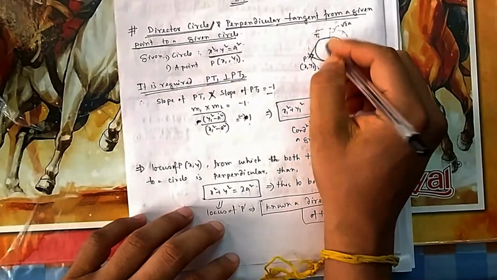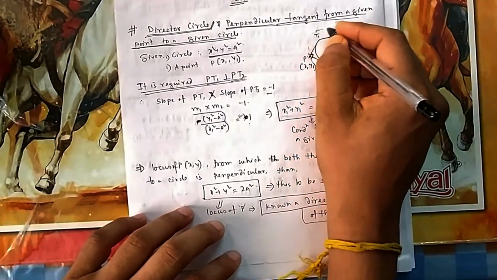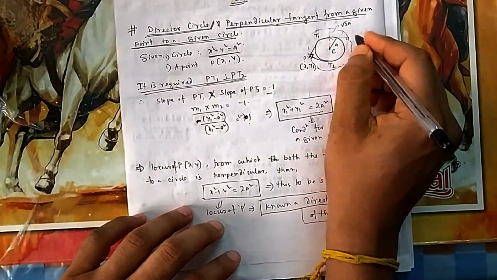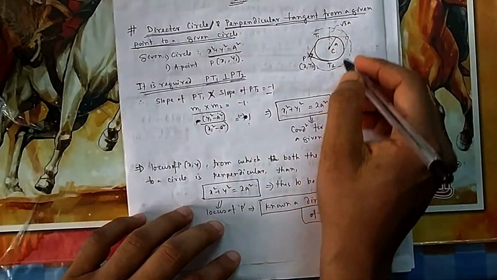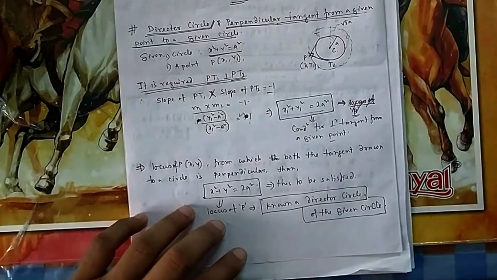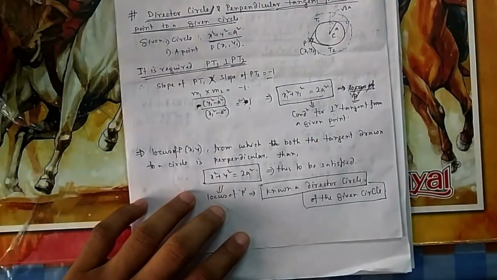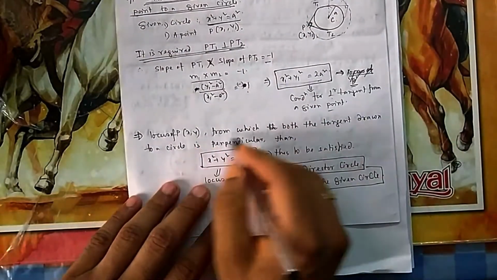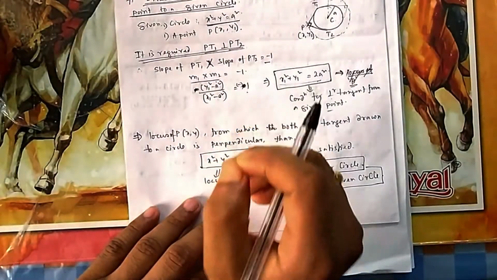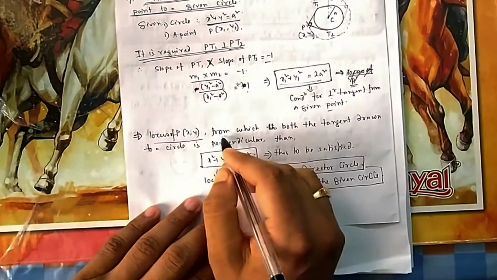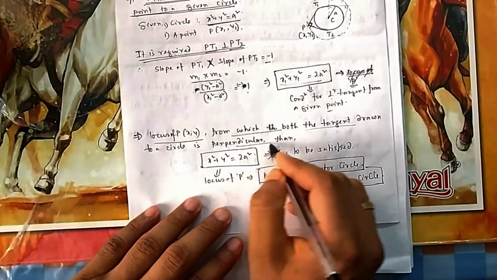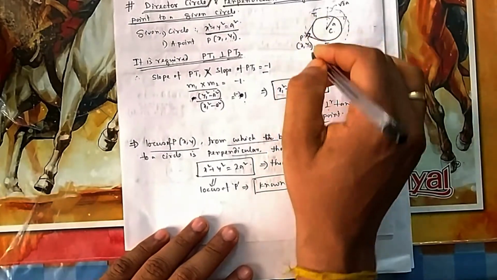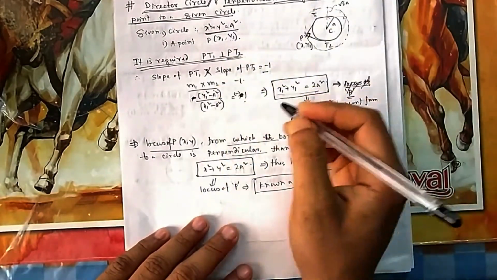Forget about the director circle for a moment. Let us see such points P, because there will be so many points from which you can draw perpendicular tangents. Not from all points, but you will find lots of points from which you can draw perpendicular lines. So let us find the locus of all these points. All the points from which perpendicular tangents can be drawn, if we join all these, that will give me the locus of the point P. So we are finding all the possible points from which these perpendicular tangents can be drawn, and we join those points. That is the locus.